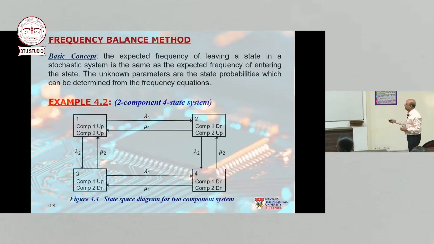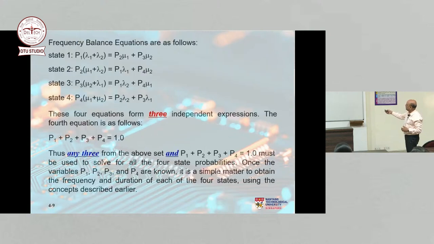What about the frequency of entering state 1? It can enter this way or it can enter that way. How does it enter this way? P2 times mu 1. And how does it enter this way? P3 times mu 2. So you add the two numbers and that's what you get: P2 times mu 1 plus P3 times mu 2. Similarly, you can write the other equations for state 2, state 3 and state 4.